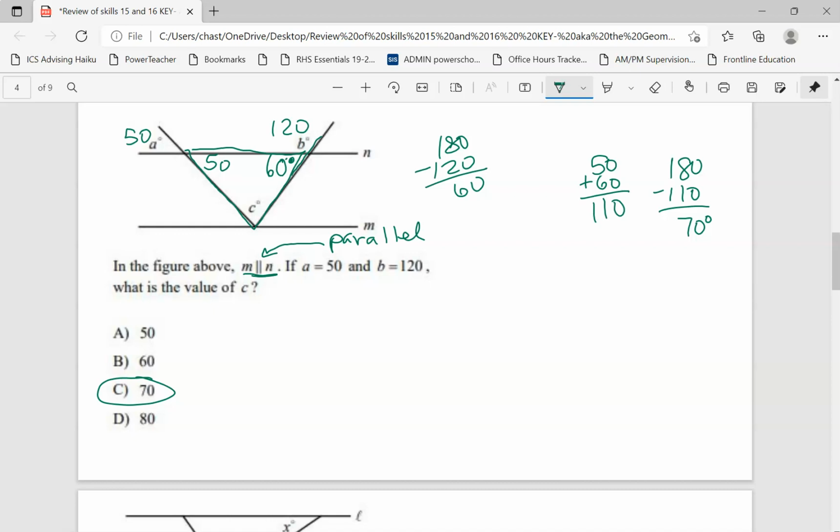Again, there are other ways we could have figured this one out as well. So if you have ideas, share with us.